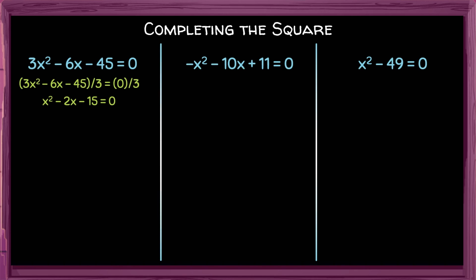With our second equation, common sense tells us that we don't want to work with a negative x squared. We would rather work with a positive x squared. Who can think of a way to turn our negative x squared into a positive x squared?